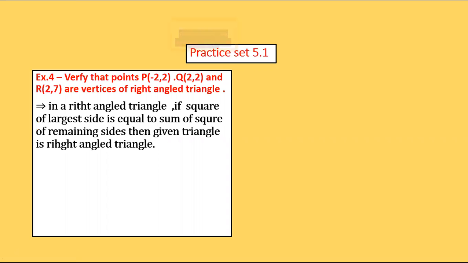We know that in a right angle triangle, if the square of the largest side is equal to the sum of the squares of the remaining two sides, then the given triangle is a right angle triangle.